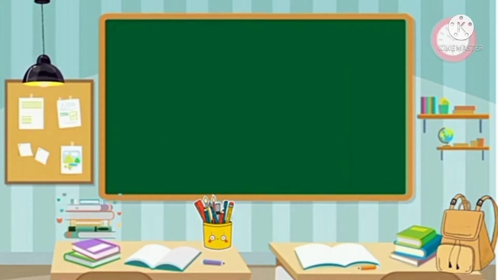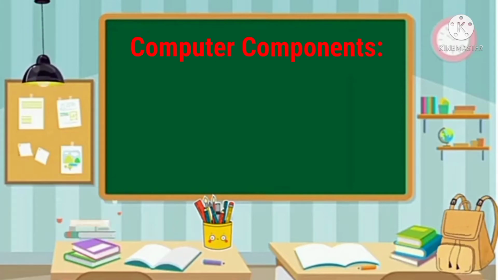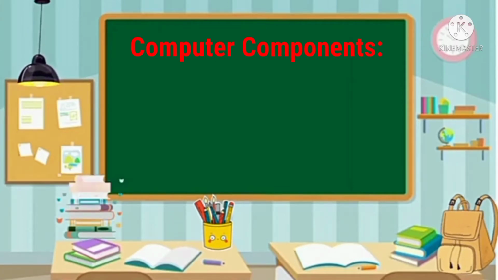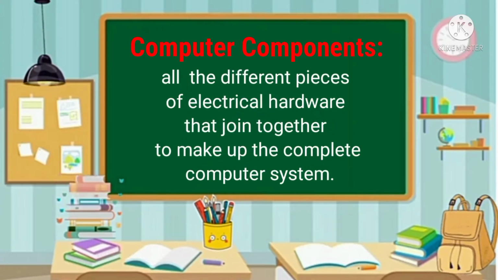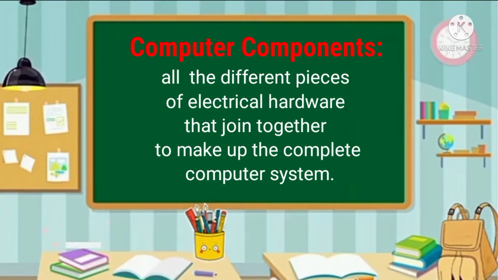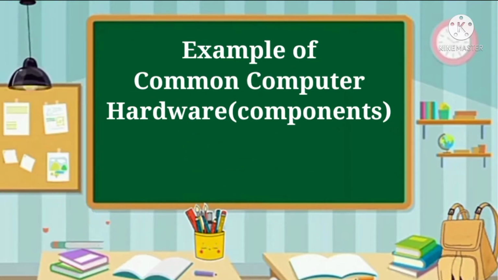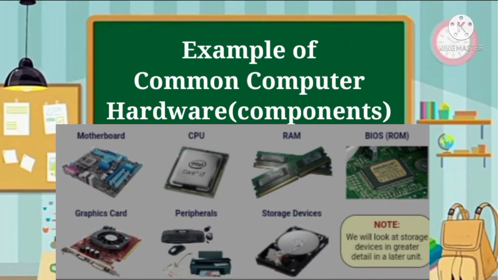Do you have any knowledge about computer components? Because today, we are talking about the definition of it. All the different pieces of electric hardware that join together to make up the complete computer system are called computer components. Examples of common computer hardware components: motherboard, CPU, RAM, BIOS or ROM, graphics card, peripherals, storage device.